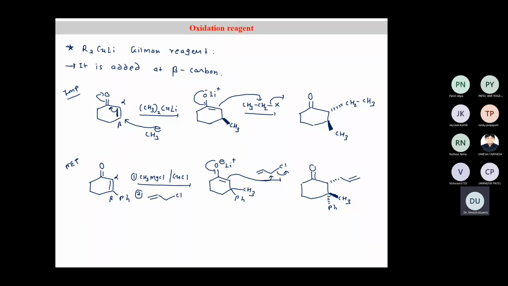So see, in short, the reaction which is taking place at beta carbon. This is very important. That is called Gilman reagent.